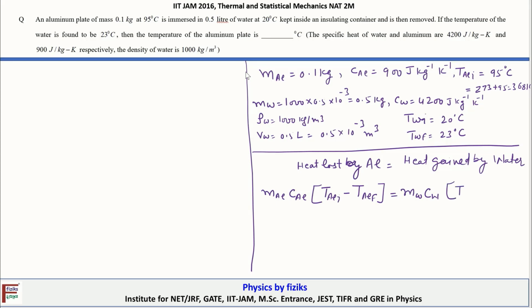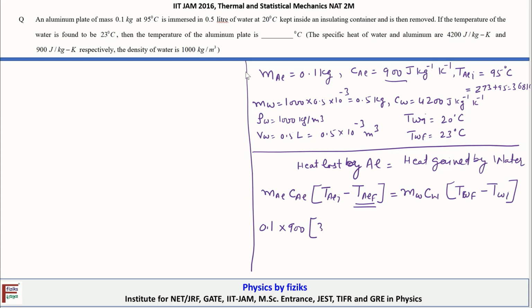Okay, so delta T, because for the water there is a rise in temperature, so TW F minus TW I. Now we have to simply plug in the values of all the quantities which are given to us, except the one quantity which you have to find, which is T aluminum F. So M aluminum is 0.1 kg, multiplied by the specific heat of aluminum, which is given as 900, so put its value here. And then the initial temperature of aluminum is given as 95 degrees Celsius, which is 368 Kelvin.